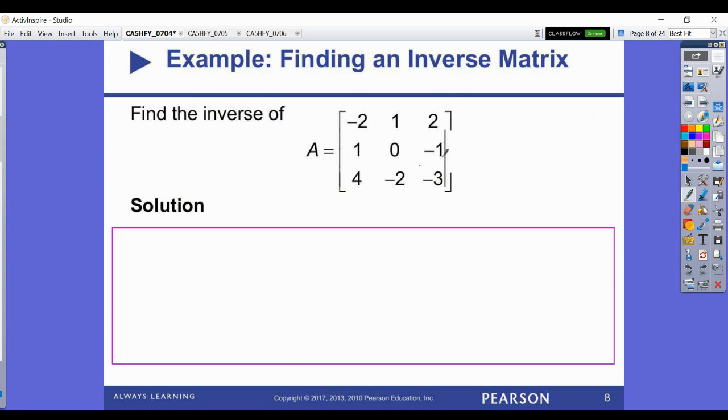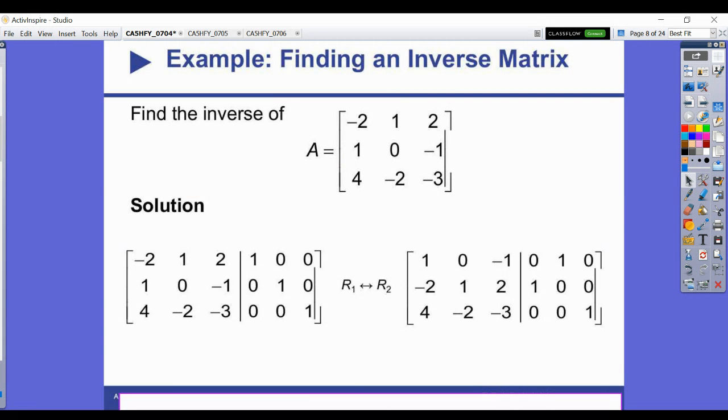So this is how you would set it up. You take your matrix A and you're going to augment it. So you're just going to draw that line down the middle with the identity. So here's matrix A and here's the identity. This is how you set up the problem.